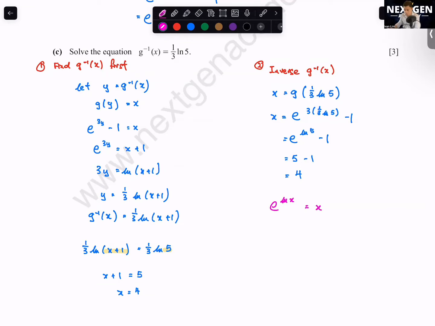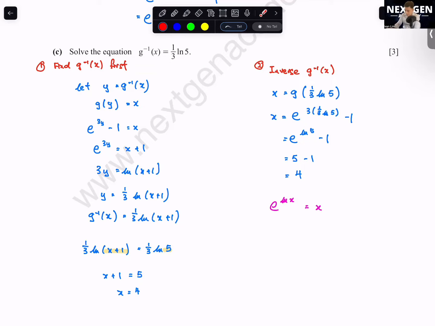Okay, we can call him Mr. Musk also, right? So e to the power of ln x, the value is just x. Okay, if you're not sure, you just type in the calculator, okay? e ln 5. Okay, calculator cannot show the value. e ln 5. Oh, okay, can. We gotta close the bracket.